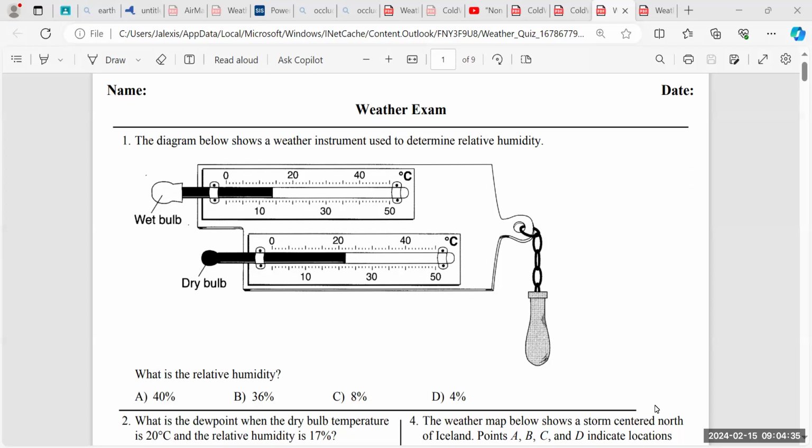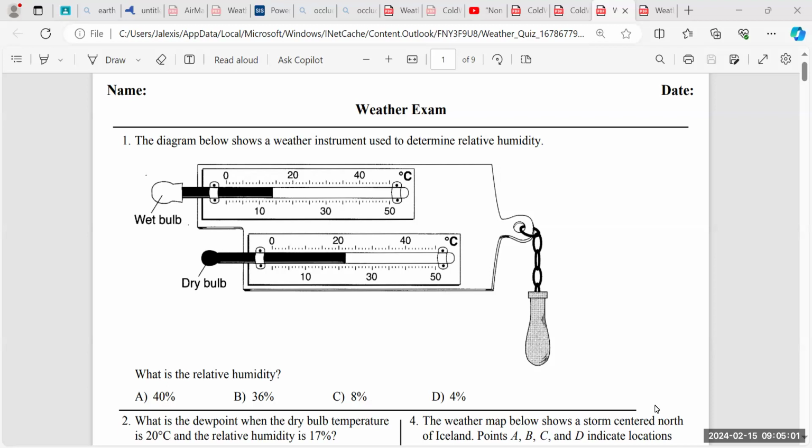Number one says the diagram below shows a weather instrument used to determine relative humidity. What we have here is this weather instrument that we know as a psychrometer, something that measures the dry bulb and the wet bulb. So the question is, what is the relative humidity?